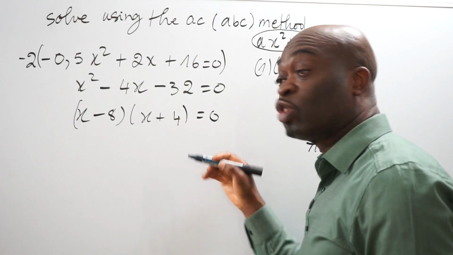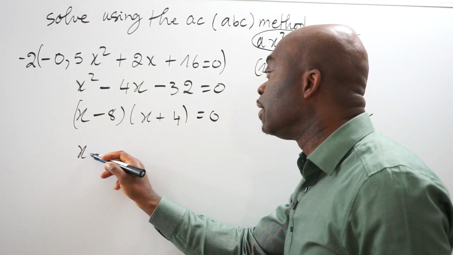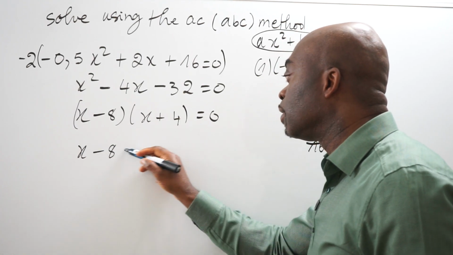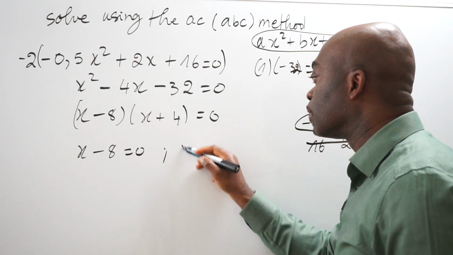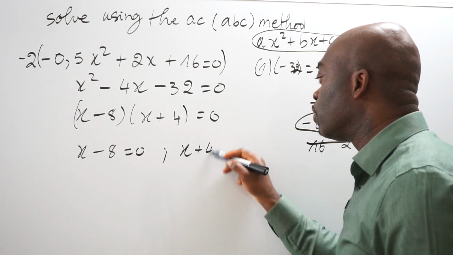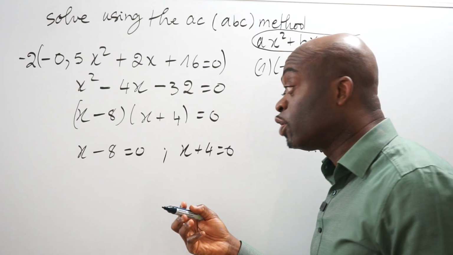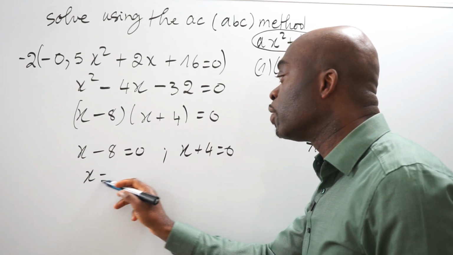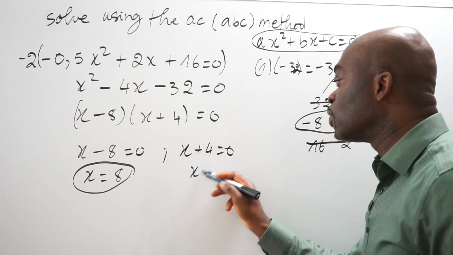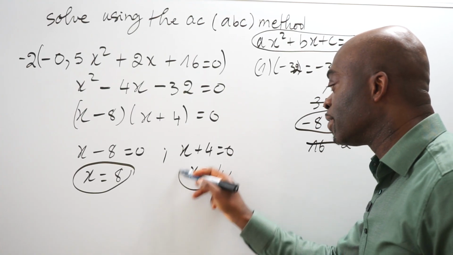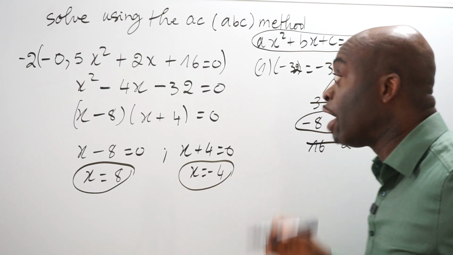And you're not finished because you're solving for x. X minus 8 equals 0, and then you have x plus 4 equals 0. So just solve for x in those two cases. X will be equal to positive 8 in this case, and then x equals negative 4 in this case. And then, ladies and gentlemen, you are finished.